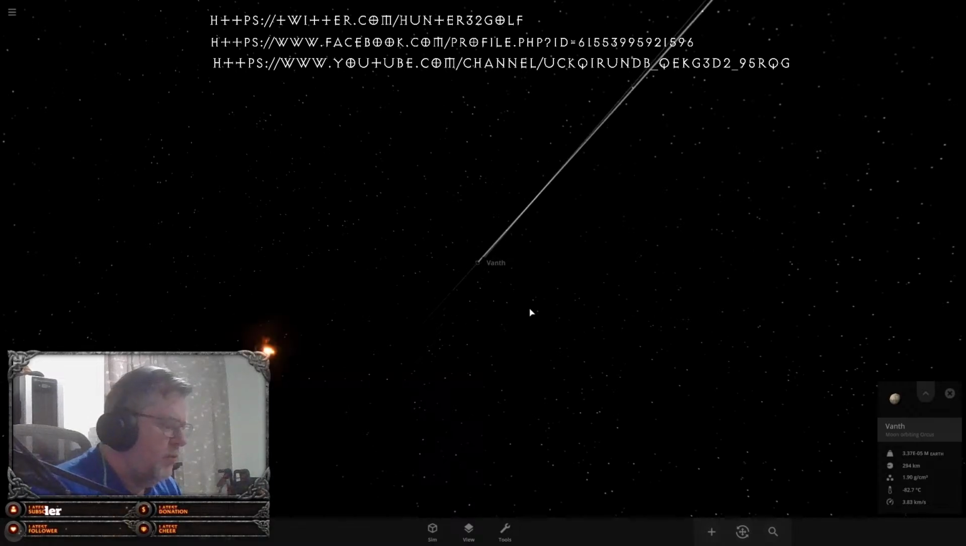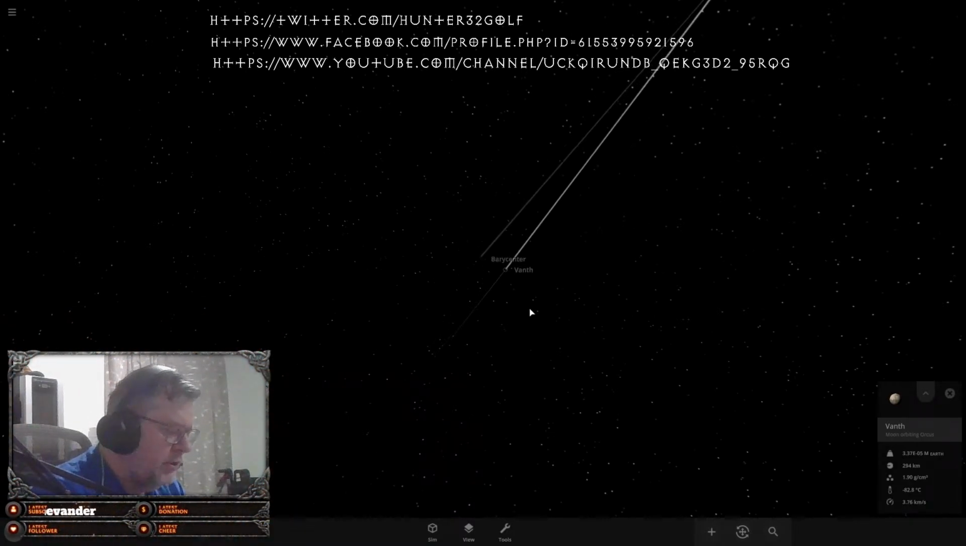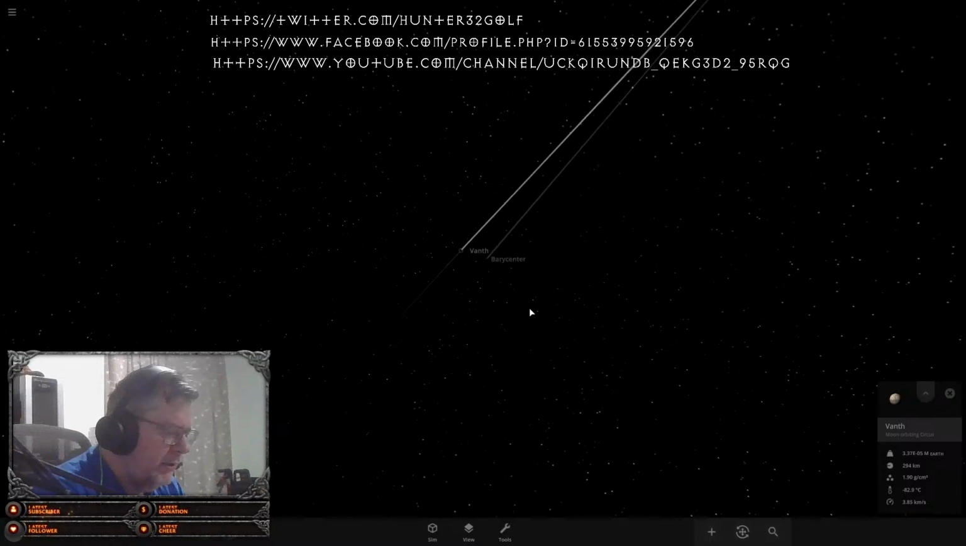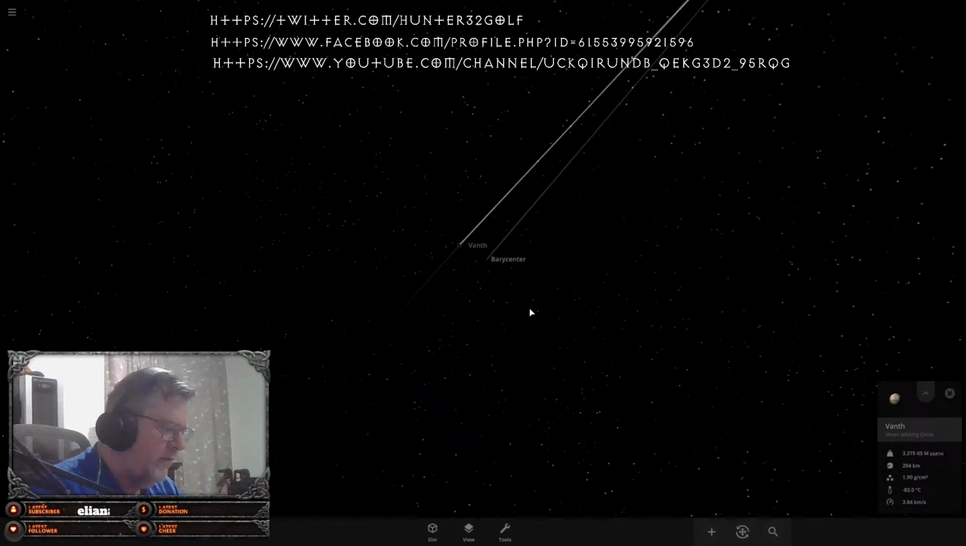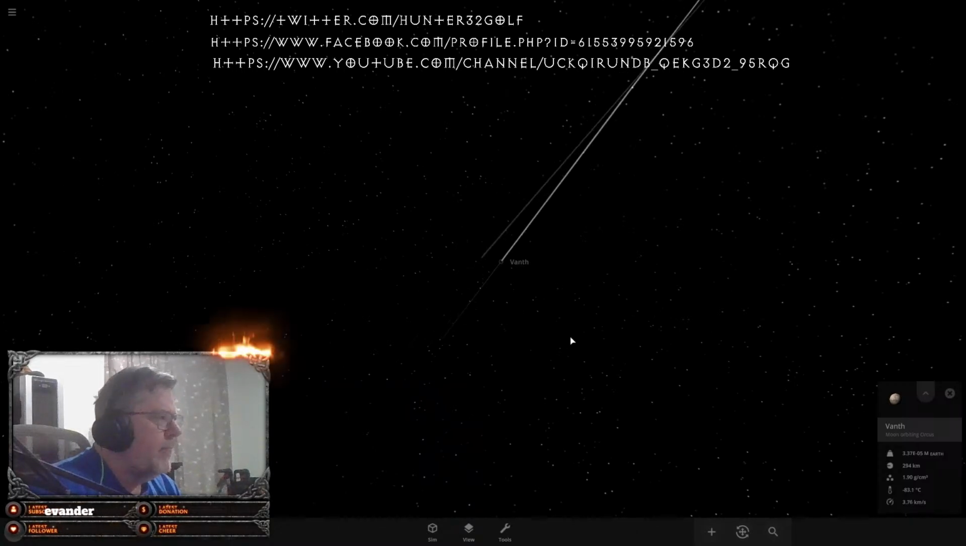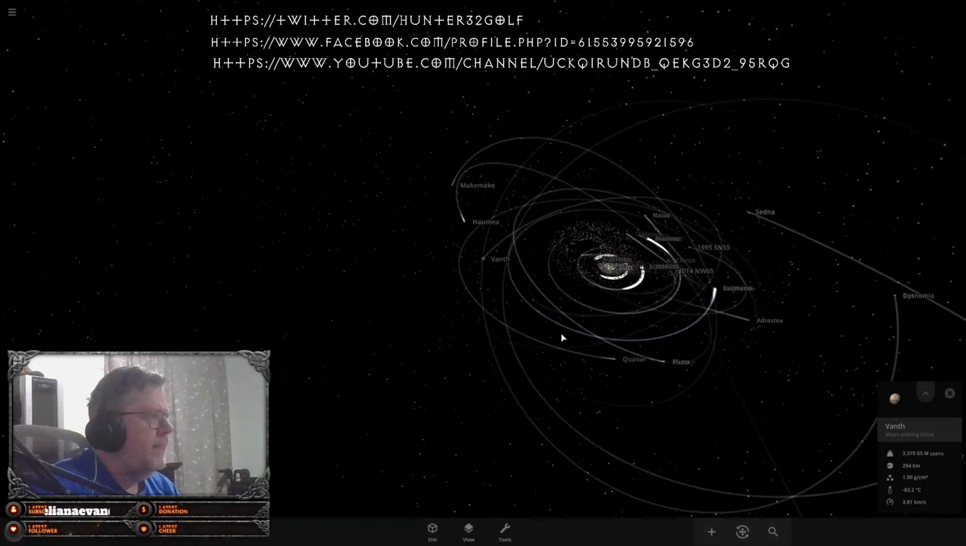Orcus's orbit is roughly 30 AU to 48 AU, with a longitudinal distance of 40 AU and a 245-year orbital period. Orcus does not have a ring system.